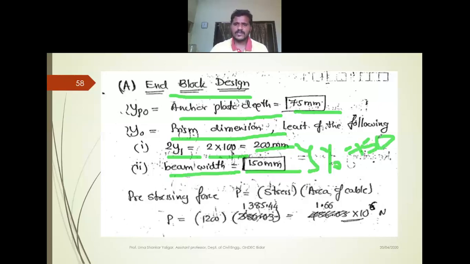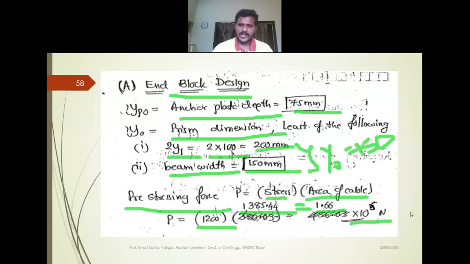Now, pre-stressing force is equal to stress into area of cable. Area of cable we already calculated as 1385.44, and the stress we already know. That is 1.66 into 10 raised to 6 Newton. This is the area and this is the stress, 1200 is the stress. If you multiply 1200 into this, you will get the pre-stressing force as 1.66 into 10 raised to 6 Newton. In this way, we need to calculate the pre-stressing force.